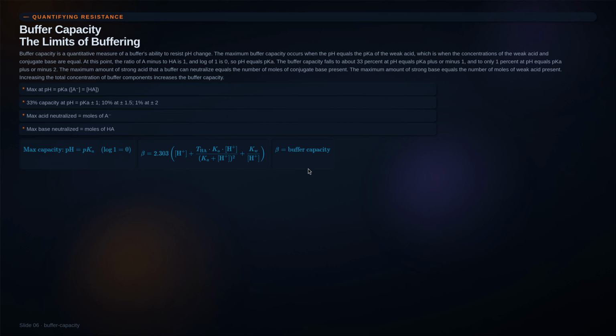The maximum buffer capacity occurs when the pH equals the pKa of the weak acid, which is when the concentrations of the weak acid and conjugate base are equal. At this point, the ratio of A- to HA is 1 and log of 1 is 0, so pH equals pKa. The buffer capacity falls to about 33% at pH equals pKa plus or minus 1, and to only 1% at pH equals pKa plus or minus 2.